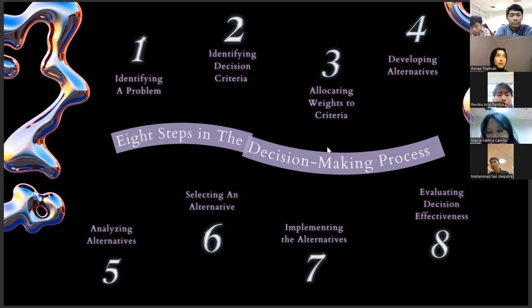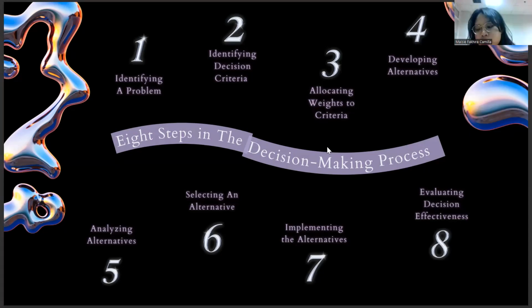After identifying the problem, we must then identify important or relevant decision criteria for solving the problem. Example criteria that we can identify for a headphone are sound quality, battery, comfort, noise cancelling, and the price. And the third is allocating weight to the criteria.